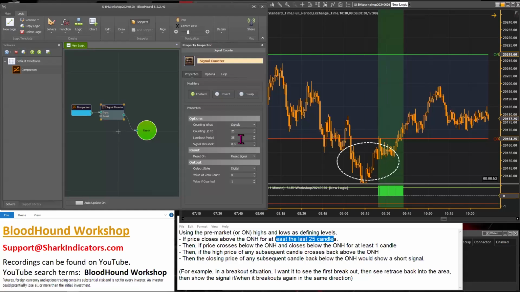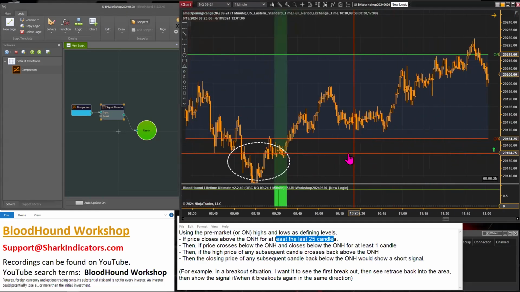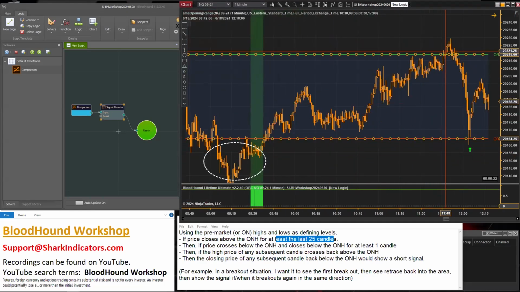But I'm going to keep this system conservative here, according to the rules here that were given to me. So, all right. So there's that. There's our little breakout, right, to the downside. And of course, this upper breakout didn't do anything. So there's no signal there.